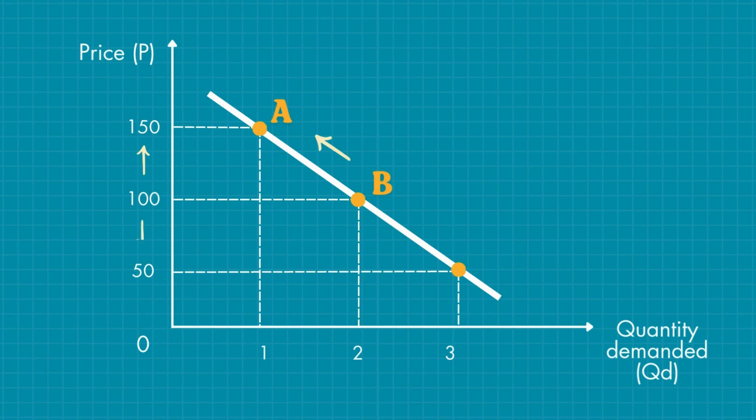And if price decreases from 100 to 50, you can buy 3 units of pad paper. This causes a movement along the demand curve from point B to point C.